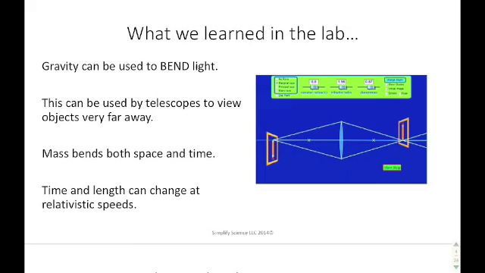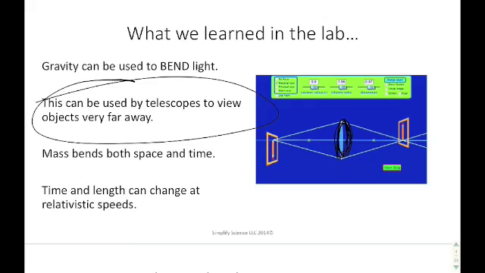Now, what we learned in the lab was this, that gravity can be used to bend light. And that's kind of weird. A lot of people didn't really like that. But if you have this idea that this right here is some sort of gravitational object, it can bend the light. And when it bends the light, it can be used by telescopes to view objects very far away. So if I can't bend that light sufficiently, I can use something like a black hole or some sort of supermassive body in order to bend that light. Mass can be used to bend both space and time, and length can change at relativistic speeds. So those are things that we talked about briefly in the lab.